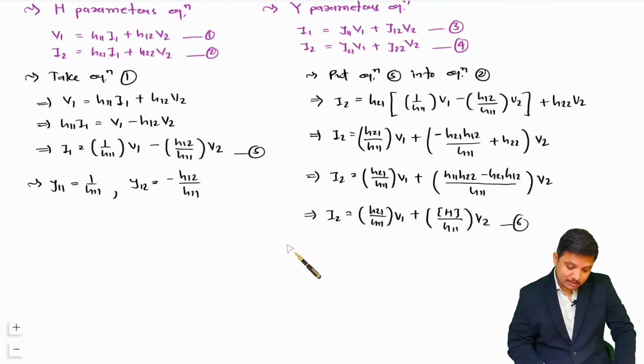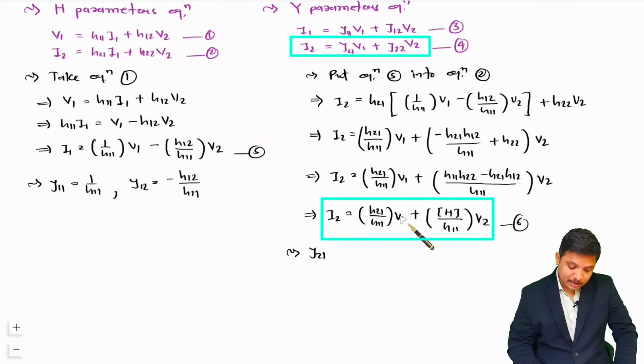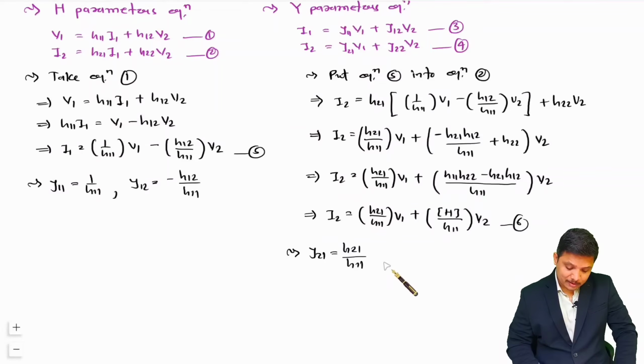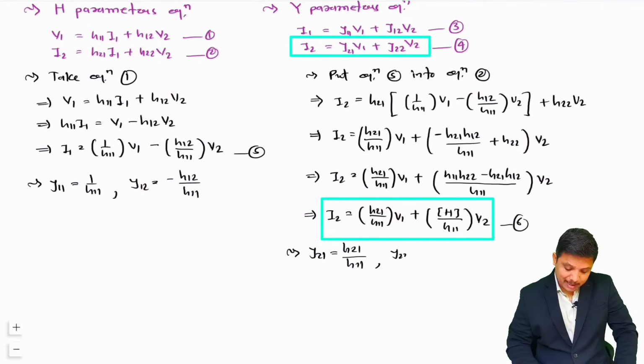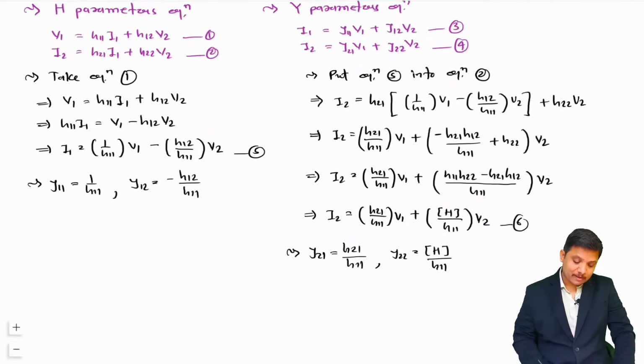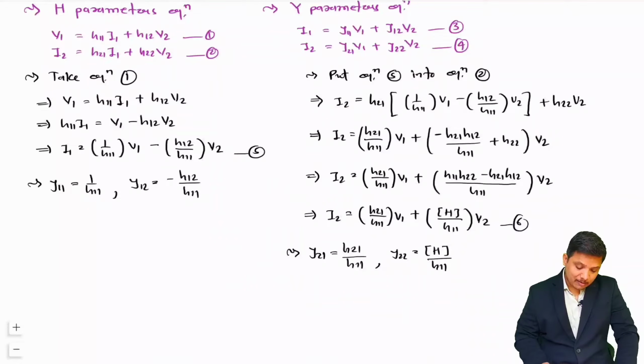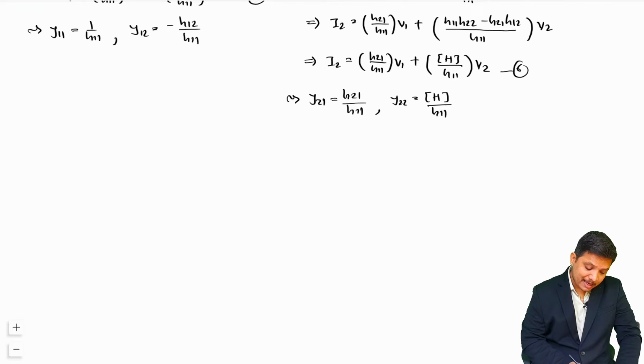So in that situation you will be having Y21, right, that is V1 into this, so that is H21 by H11, and you will be having Y22, that is magnitude of matrix H divided by H11, right. So we have all Y parameters in terms of H parameters, you can see. So now I can write matrix of Y in form of H, right. So matrix of Y is what?